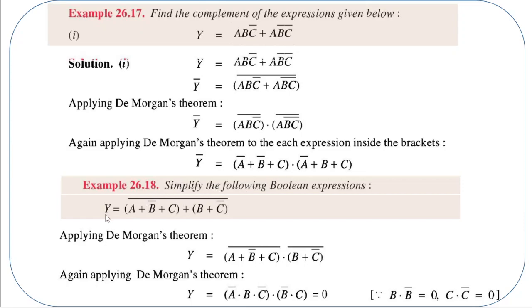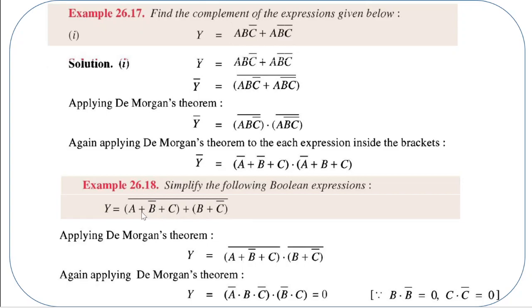Let's do one more problem. Simplify the following Boolean expression Y equal to A plus B complement plus C plus B plus C complement whole complement. Basically, you need to apply De Morgan's theorem, which says that the complement of the sum is nothing but the product of their complements. So you need to find the complement of the first term and its product with the complement of the second term. So what is the complement of the first term?